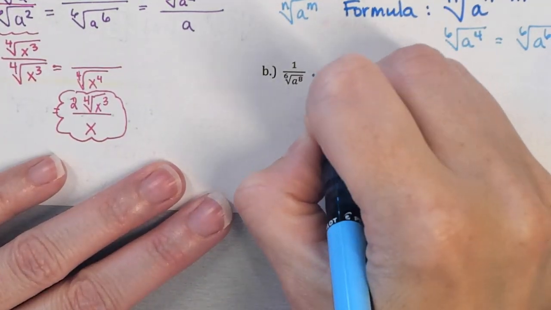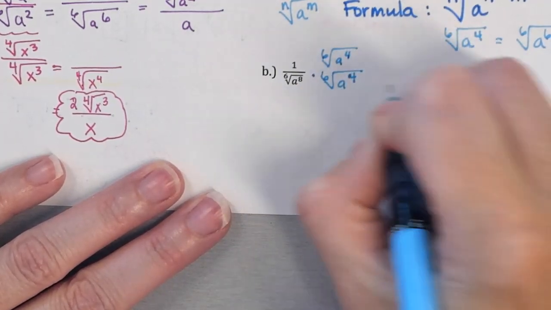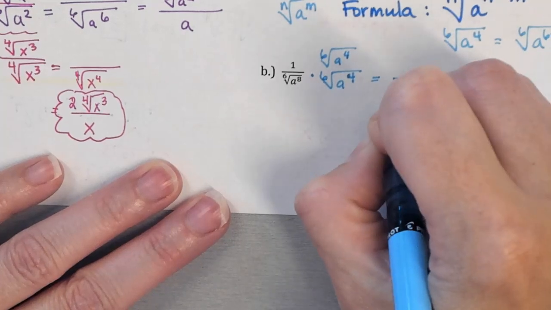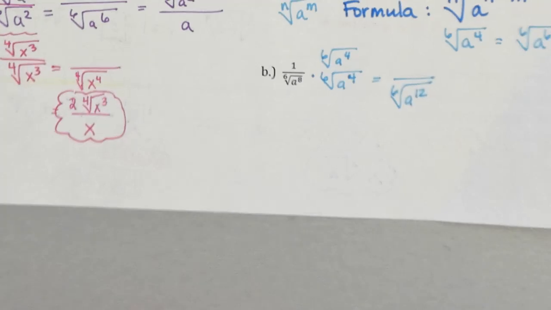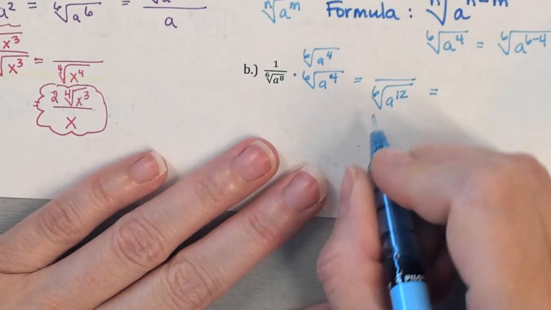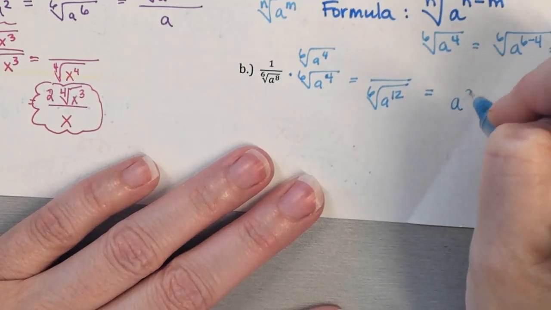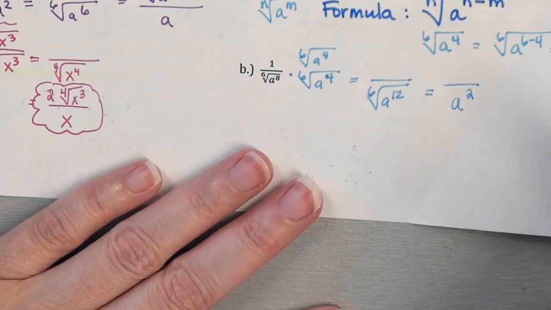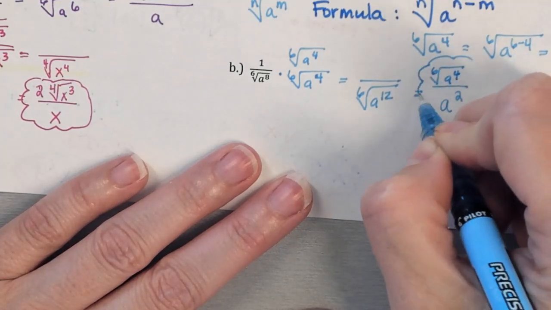So this is one method. You could multiply by the 6th root of a to the 4th. If you did that, how many times does 6 go into 12? Twice. So it would be a squared. And then you would just keep the 6th root of a to the 4th on the top.